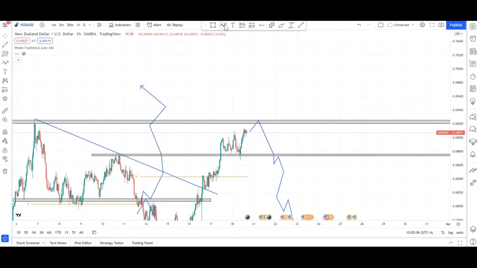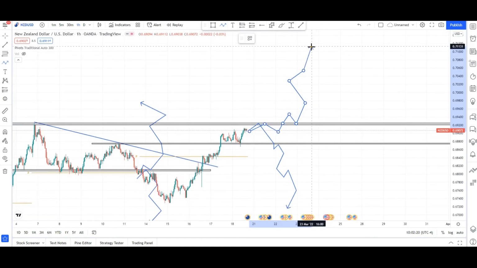If it takes resistance from here and continuously takes resistance, the third time it will break, or the second time take support, then our first target will be this, second target, third target, and you can go for a bigger target too.